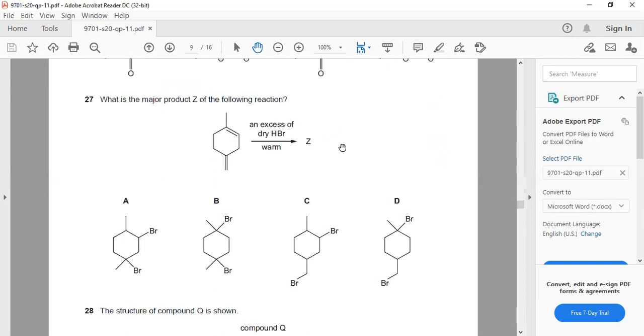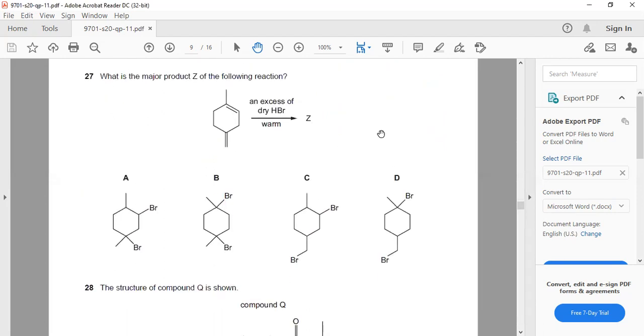Now, Markovnikov's rule you have to remember. You should know this to understand this question. If HBr is added, what is the major product? The major product is where H goes to that double bonded carbon having the higher number of hydrogen atoms. Bromine will come here.